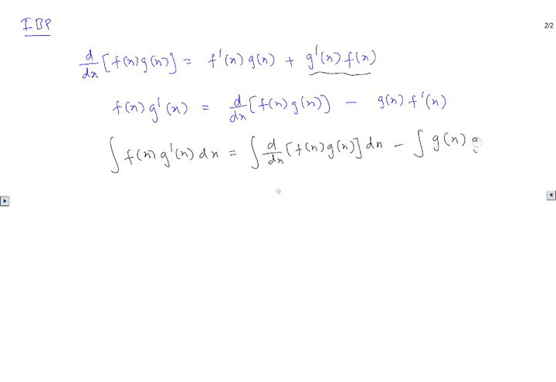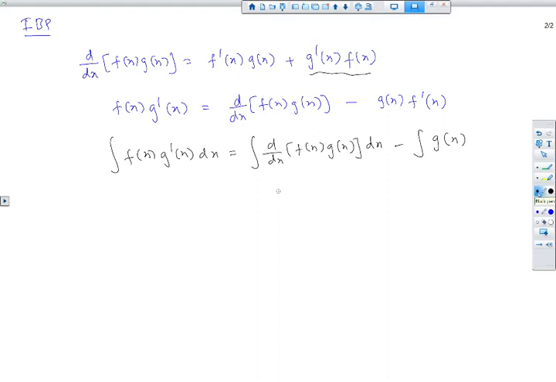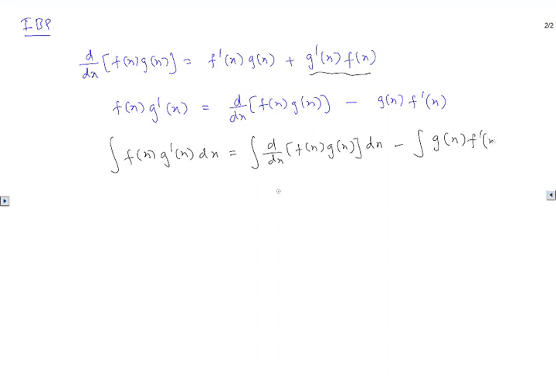We can integrate this one as well. So you're going to get f'(x) dx. Okay, so what we do, we integrate. And then you can see that here the integral and the derivative cancel each other. So that means you end up getting f(x) g'(x) dx equal, once they cancel each other, you're going to get f(x) g(x) minus the integral of g(x) f'(x) dx.